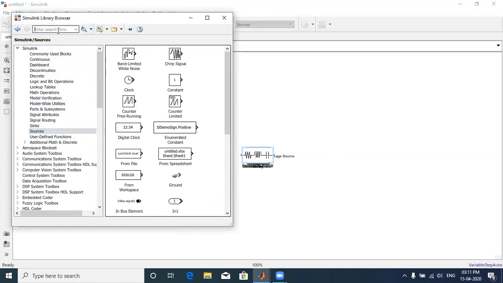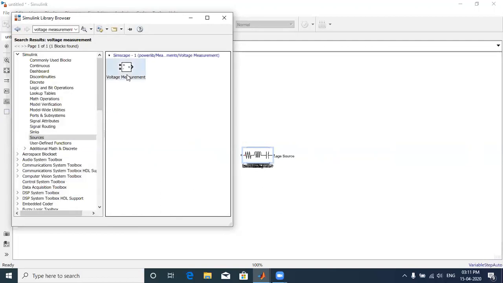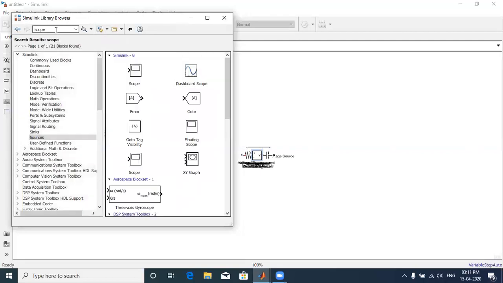So if you don't find any component, you can directly search over here, voltage measurement. It is in Simscape. So I have to measure input and output voltage. So I'm placing two voltage measurement blocks. Again, I need a scope for observing the output waveform. So I will search scope. I will again add this to my design.